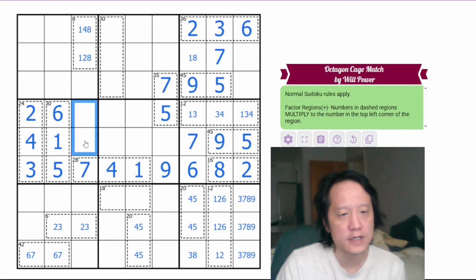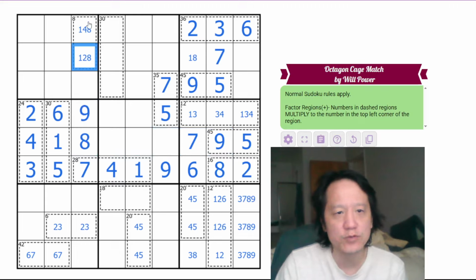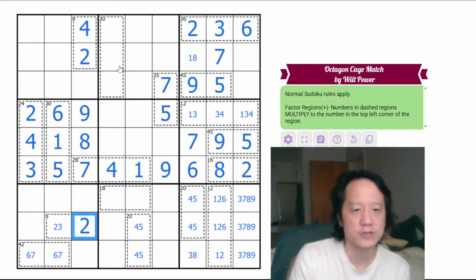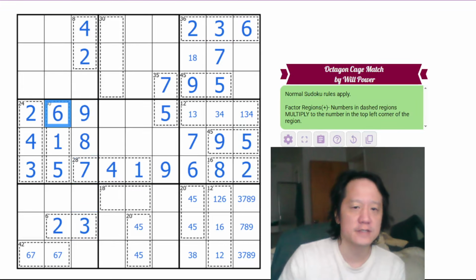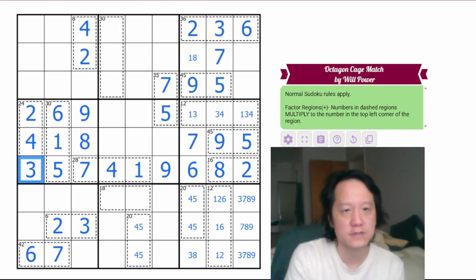Remaining digits in this left central box must be 8 and 9. This can't be 9 because of the 9 in the row, so this is 8, which makes that 9. That eliminates 1 and 8 as a possibility here, so this must be 2 times 4. That eliminates 2 here. Whoops, eliminates 2 here, so that's 3 and 2. That also eliminates 2 here, and then 3 here. This 6 eliminates 6 here, so this is 7, which makes this 6.